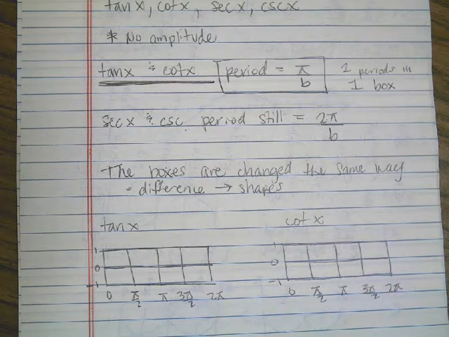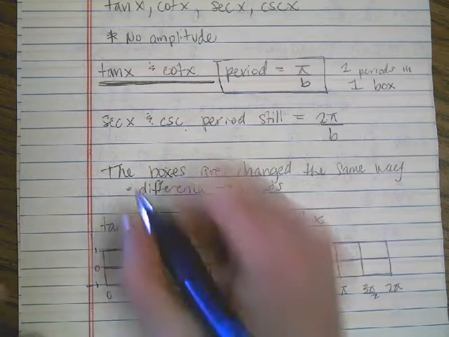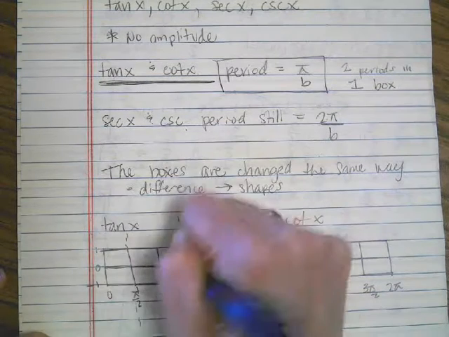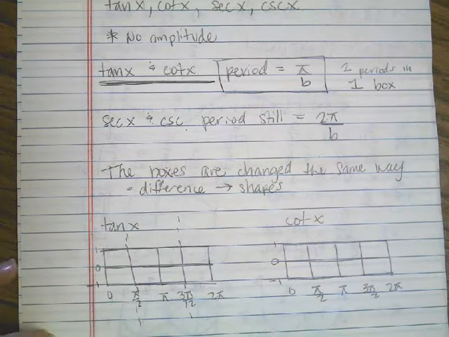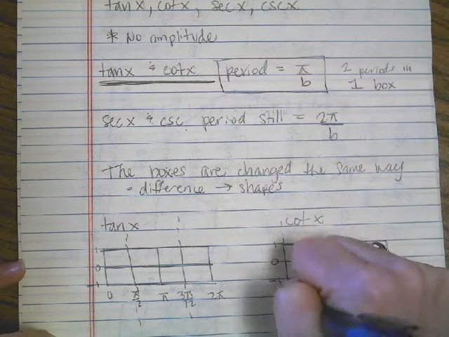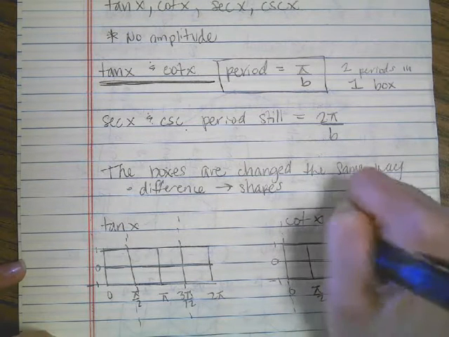For tangent, the asymptote is at pi over 2 and 3 pi over 2. For cotangent, it's at 0, pi, and 2 pi.